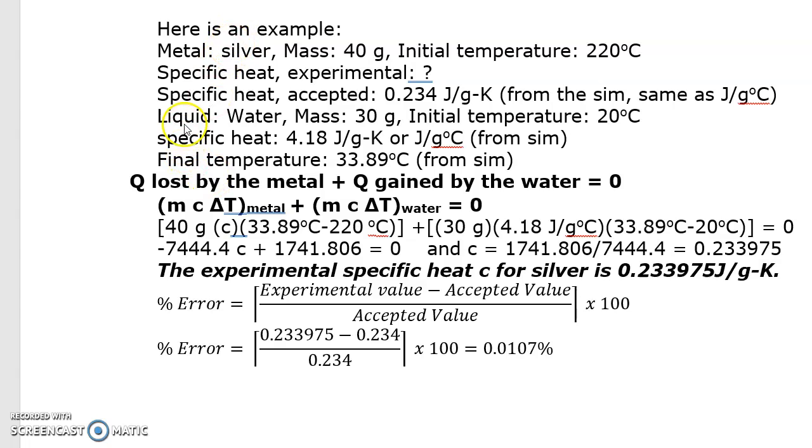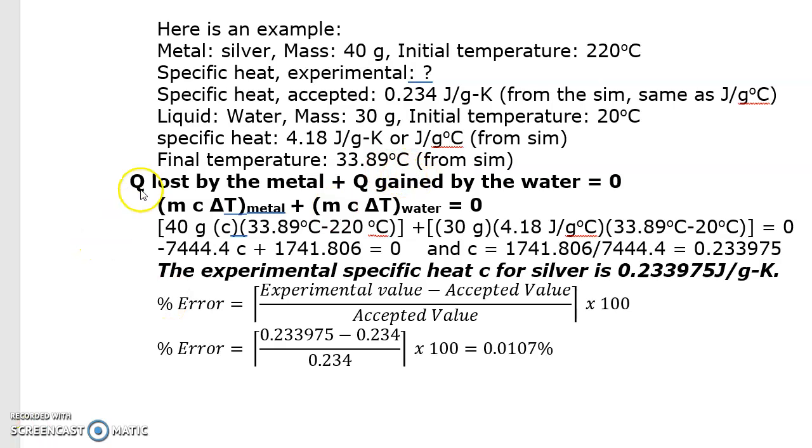This metal is dropped in a container that contains liquid water, and it has a mass of 30 grams, initial temperature of 20 degrees Celsius. The specific heat of water is a constant, and it's 4.18 joules per gram Kelvin. You can see that on your simulation. When the two are allowed to interact, the final temperature, which is the equilibrium temperature reached, is 33.89 degrees Celsius.